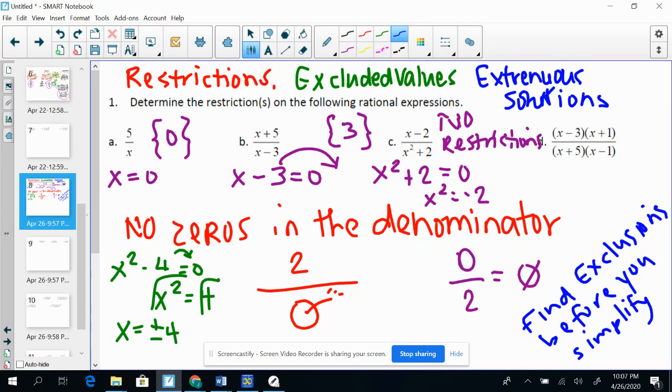So before you cross things out, you've got to find your exclusion. In this case, we're going to do it twice. I need to know if I had x plus 5, set it equal to 0. Move that 5. So x cannot equal negative 5. I have that x minus 1, set it equal to 0. Move that 1. That means x cannot equal positive 1. So the excluded values or restrictions would be negative 5 and positive 1.